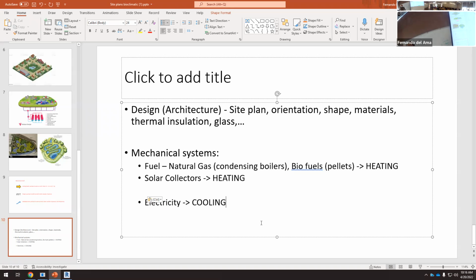So in this exercise, I don't have anything against gas. I don't have anything against biofuels, but we are going to try to be carbon neutral in this building we are designing. So we are going to use solar collectors for heating and domestic hot water. This is heating and domestic.